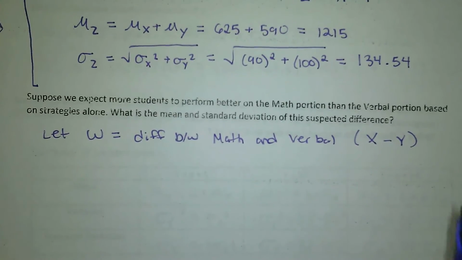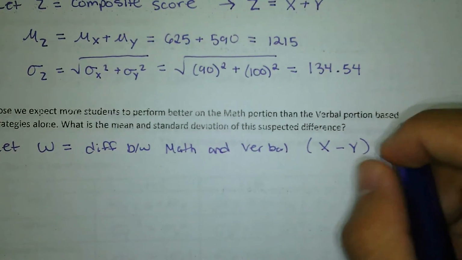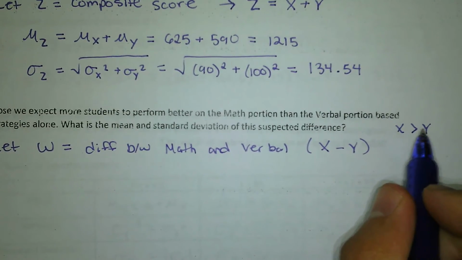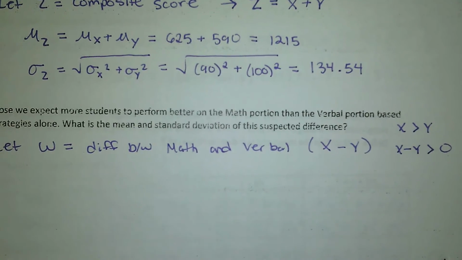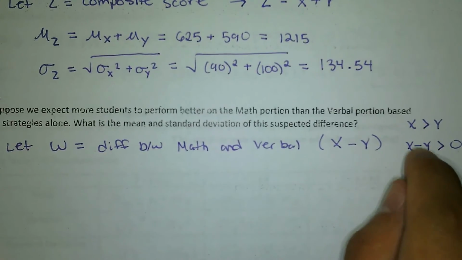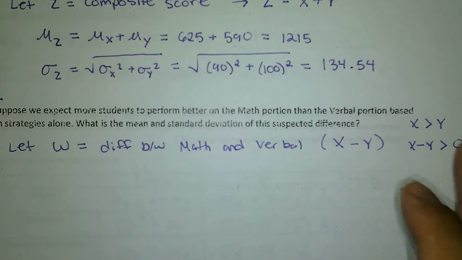The reason I'm doing x minus y here just comes because I expect math to be better than the verbal. So if I look at that, it's the same thing as x minus y being greater than 0 here, or w is greater than 0. And so this very simple inequality is going to come back to haunt us during inference, but it's a good way to start practicing now.